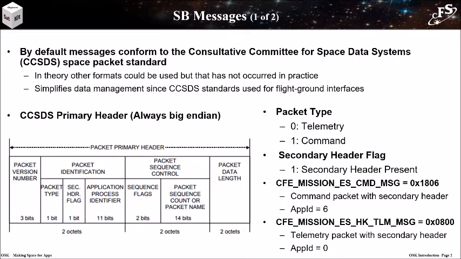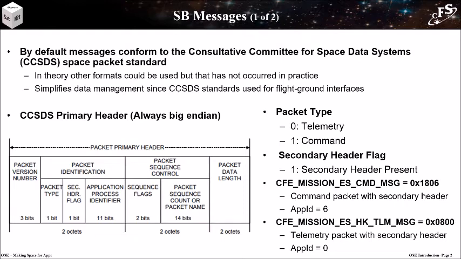The version number is currently set to 0, the packet type is set to 0 for telemetry and 1 for commands. The secondary header flag is always set to 1 since the CFS uses secondary headers for both its command and telemetry packets. The app ID defines which app owns the packet. The sequence flags are used for data that spans more than one packet. Currently, none of the open source apps use this feature.